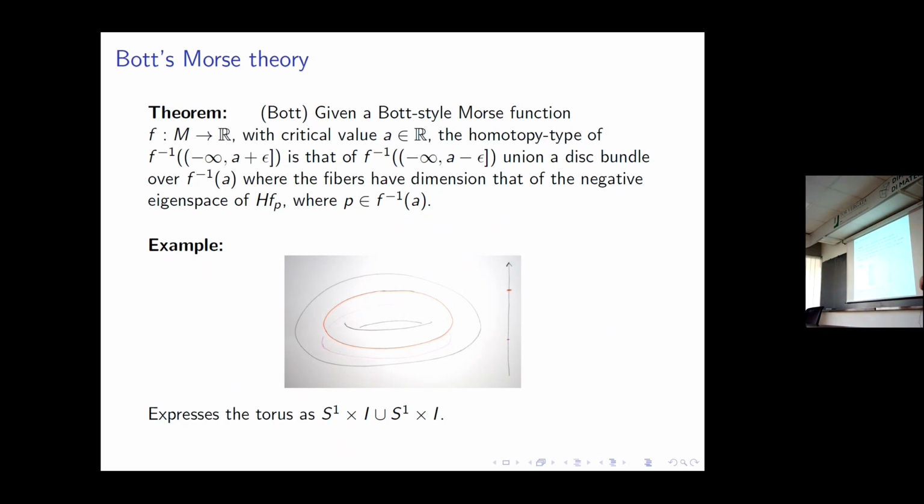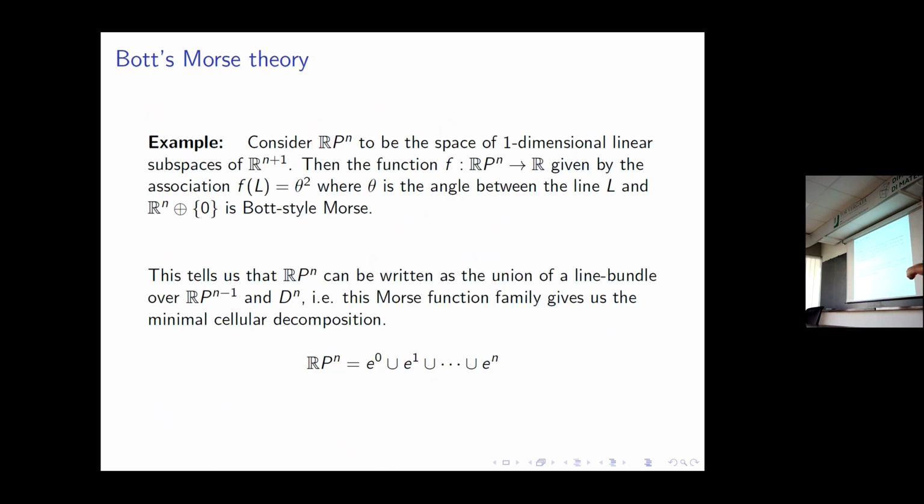Yeah. So for example, in this case, you've got a disk bundle over the circle and another disk bundle over the circle, and they're glued together. So it's sort of a boring annulus decomposition of the torus. All right. So another example, which is maybe a little more playful, the real projective space.